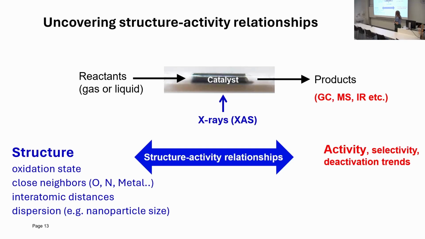And basically, by drawing structure-activity correlations, we can understand why one catalyst is more active than the other, why the selectivity changes over time, for example, or why the catalyst degrades, and why its activity decreases or increases during operation.